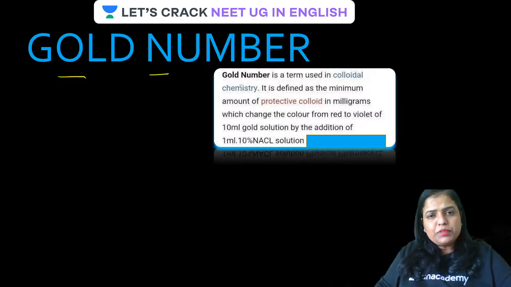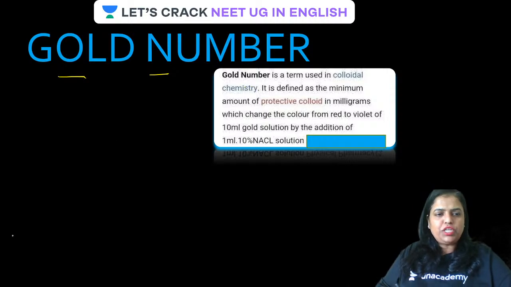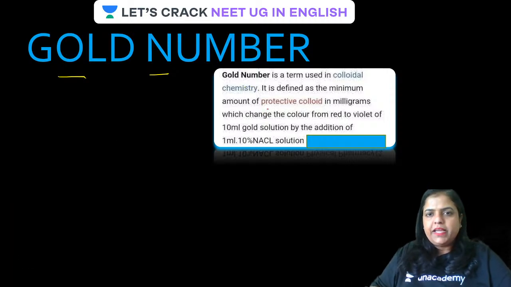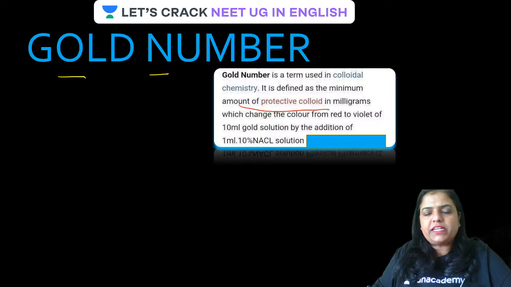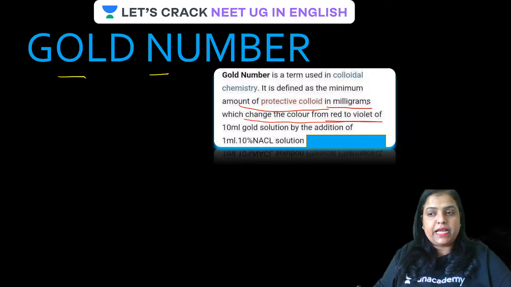Gold number. Basically, guys, gold number is a term used in colloidal chemistry. It is defined as the minimum amount of protective colloid in milligram. Remember, milligram units are very important, guys. It is defined as the minimum amount of protective colloid in milligram, which changes the color from red to violet of 10 milliliter gold solution by addition of 1 ml 10% NaCl solution.